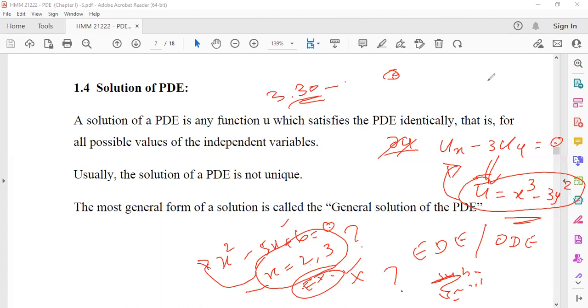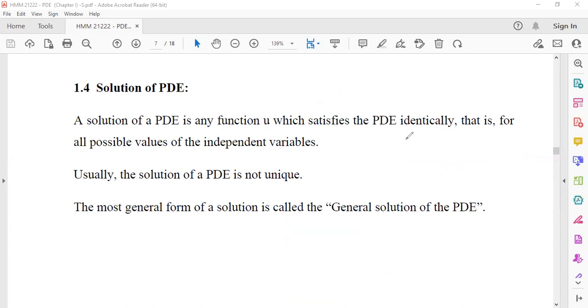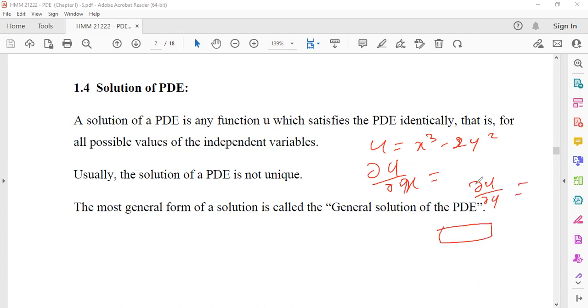Okay, let me check. For example, if my u is equal to x cubed minus 3x, 2y squared, you can find the partial derivative of u with respect to x and with respect to y, and find an equation using these, no? We will see this in the solution methods. So what they are saying is the solution.